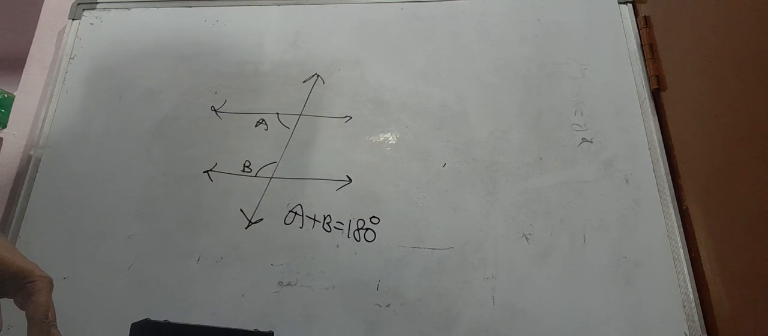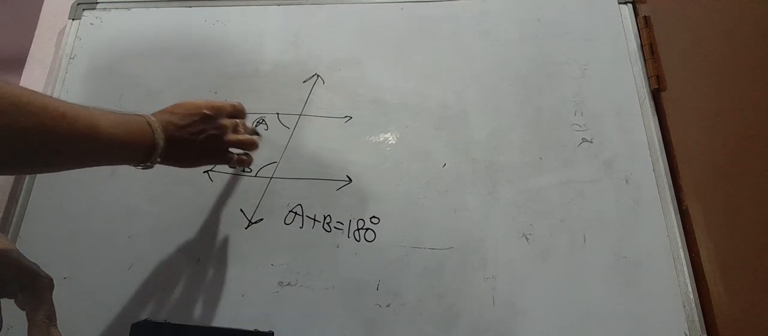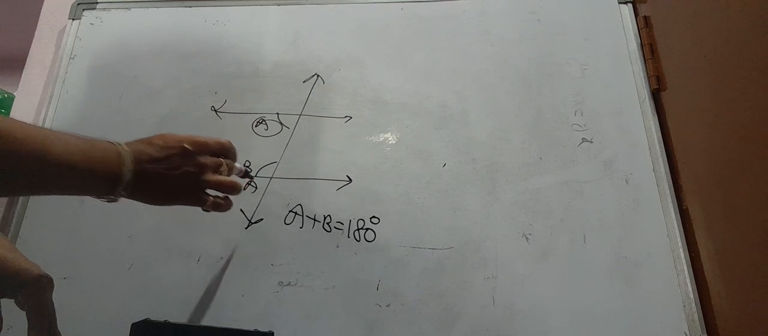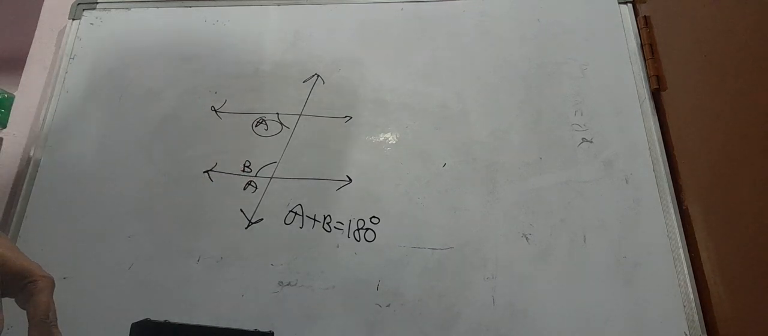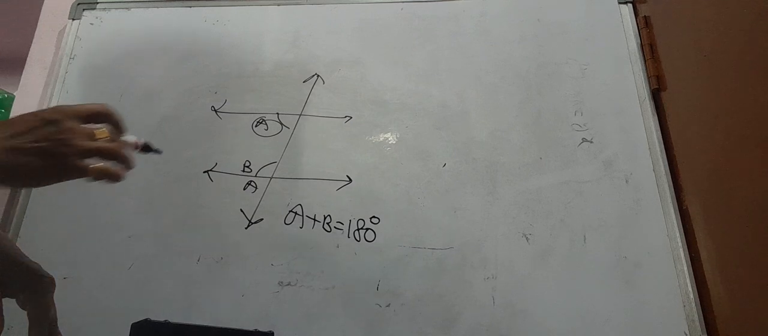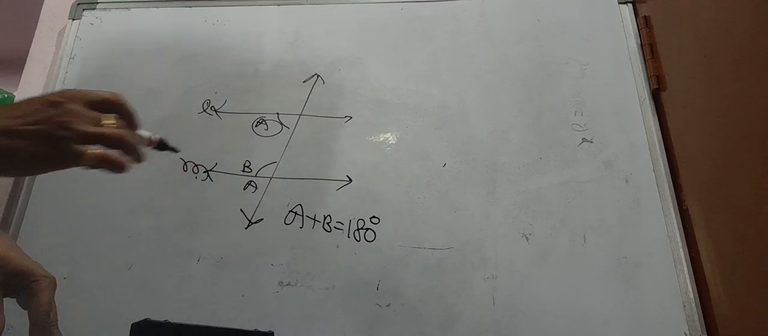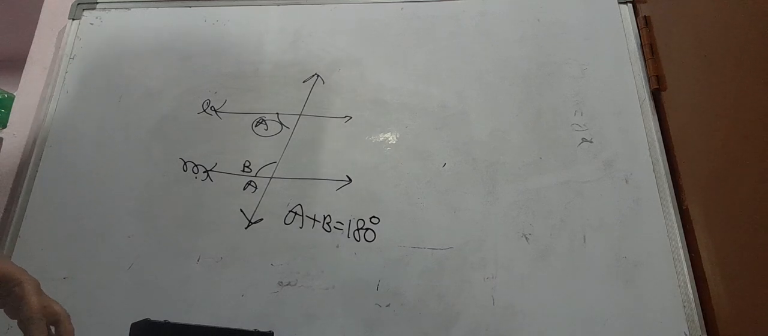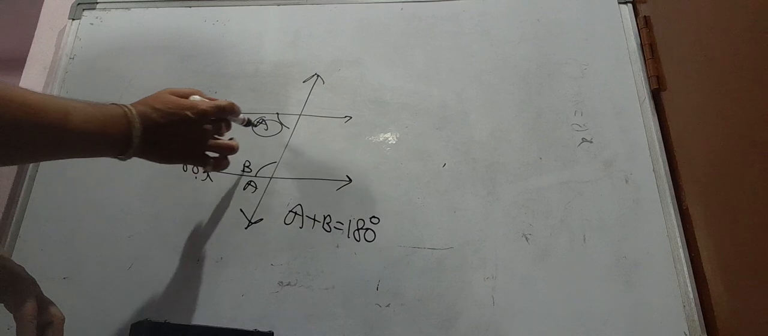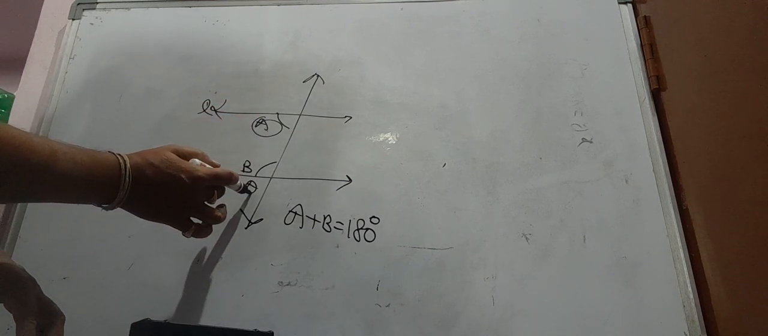I will show. Because here it is A, so I can write here also A. Why can I write A here? Because already I know that L and M are parallel, and when a line cuts two parallel lines, the corresponding angles are equal. So here I can write A.